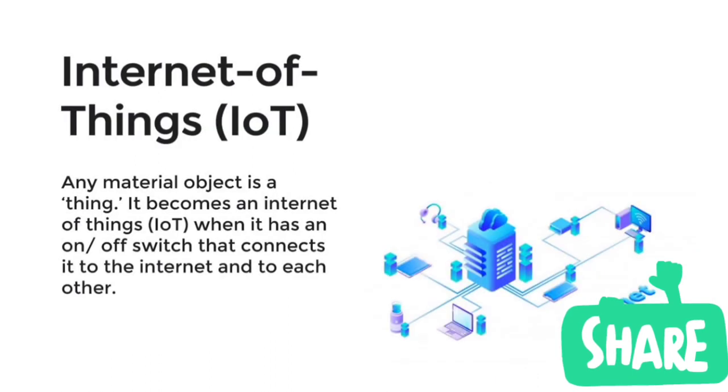Internet of Things. Any material object is a thing. It becomes an Internet of Things when it has an on-off switch that connects it to the internet and to each other. By being connected to a computer network, objects such as a car become more than an object. It is now people and things and things.